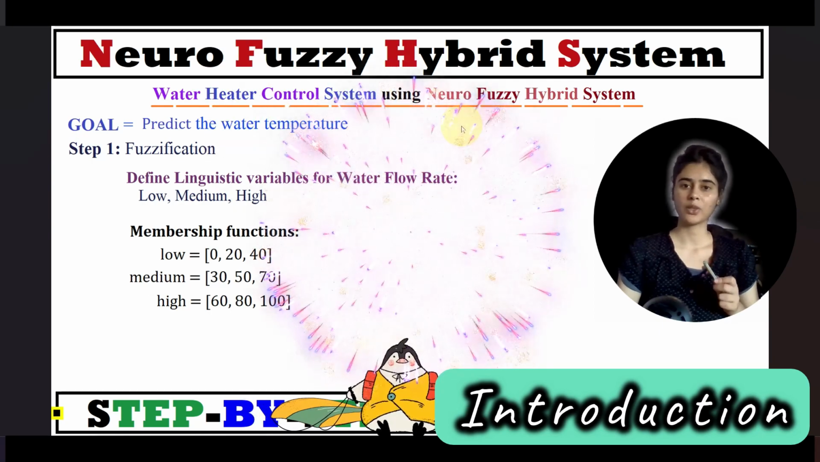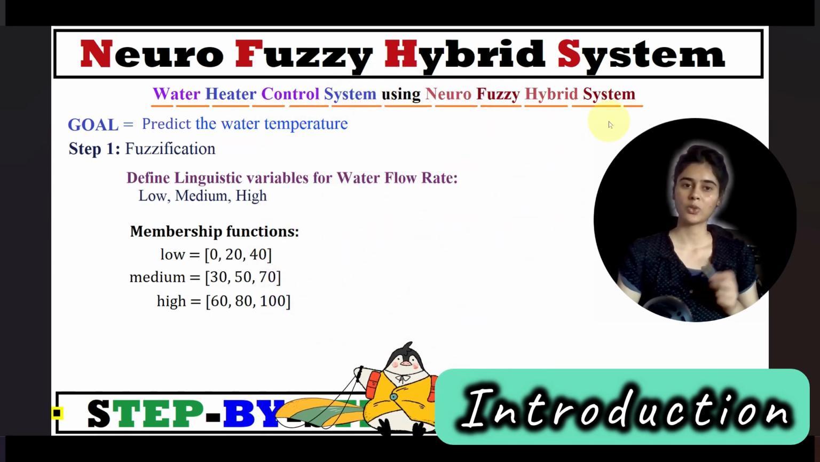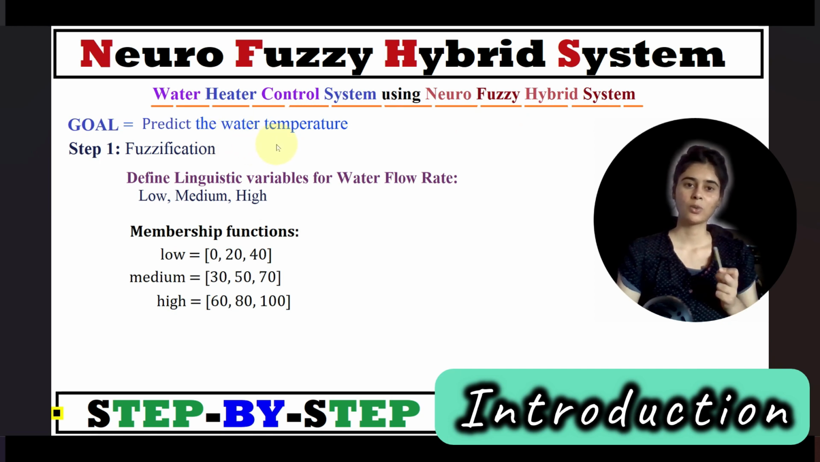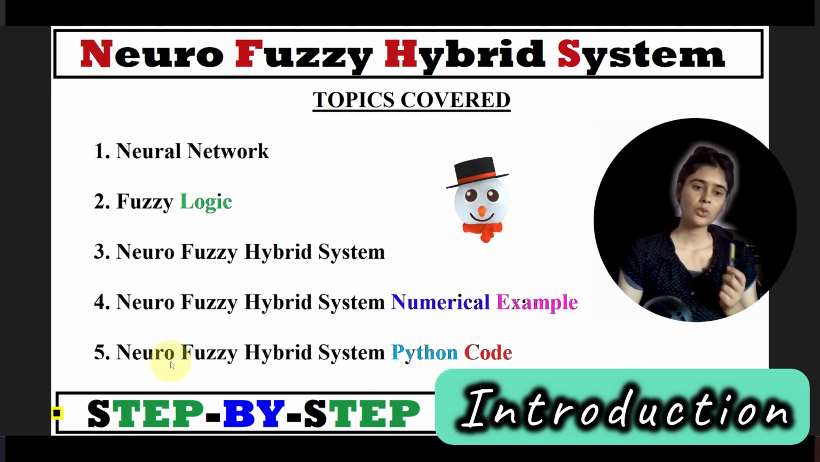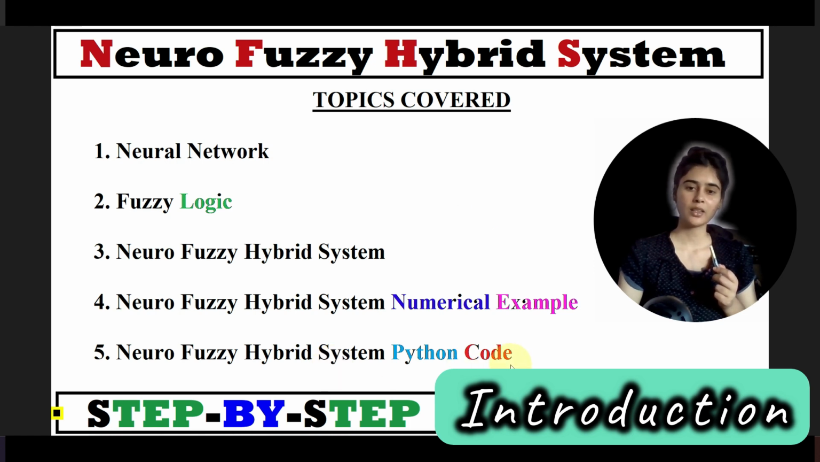In this video, we will use Neuro Fuzzy Hybrid System to predict water temperature for water heater control system. Next, topics covered in this video. First, we will understand the two key components used in this hybrid system, that is neural network and fuzzy logic. Next, what is Neuro Fuzzy Hybrid System? Then we will try to understand this hybrid system using numerical example. Soon, in upcoming video, we will implement this hybrid system in Python.